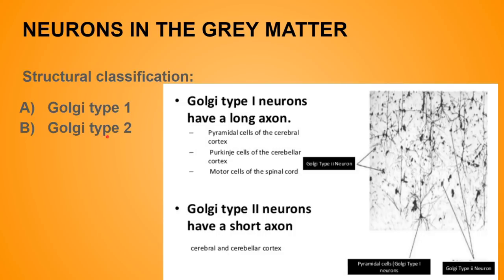Now in Golgi type 1, the axons actually leave the grey matter of the spinal cord and join the anterior nerve root of the spinal cord and then form the nerve tract. While the Golgi type 2 don't leave the grey matter of the spinal cord and remain intrasegmental or intersegmental in position. So this one will leave the grey matter and this one will not.